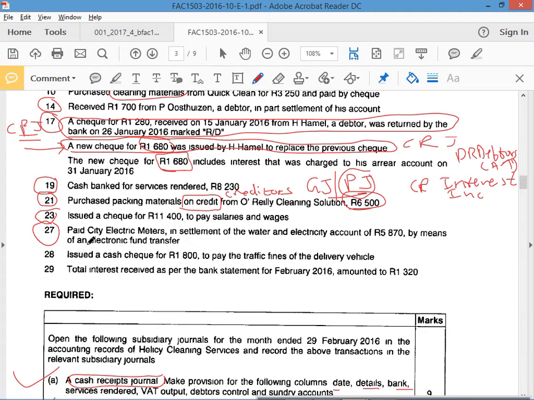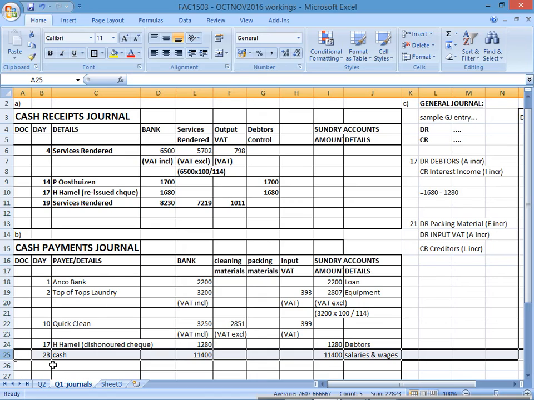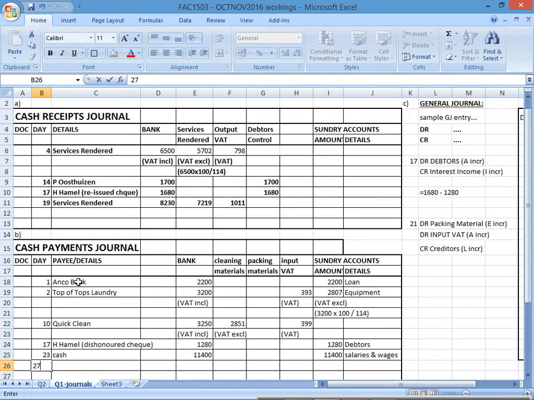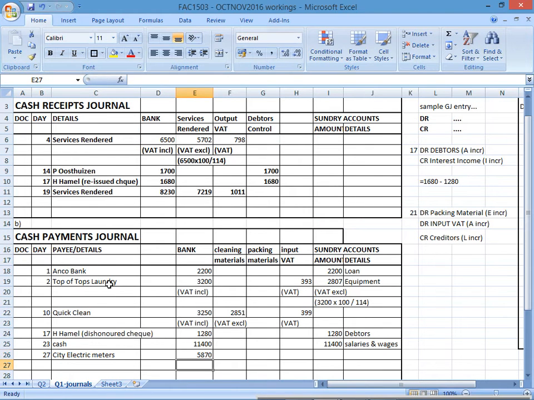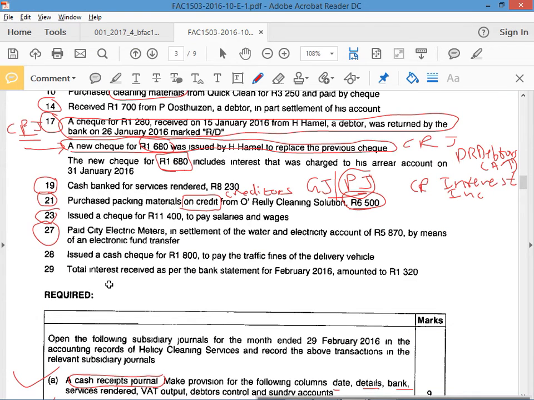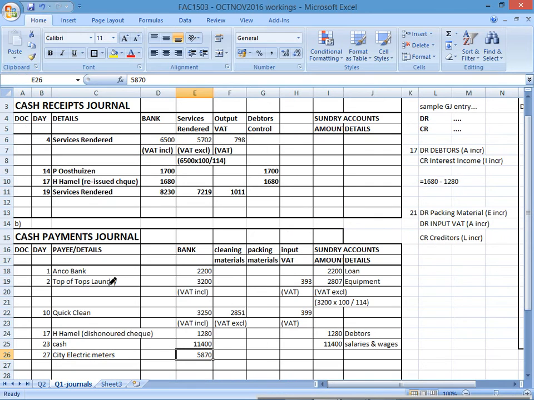Next, paid City Electric Meters in settlement of the water and electricity account by means of an EFT. Which journal? Cash payments. 27. City Electric Meters. How much do we pay them? 5,870. Will there be VAT on water and electricity? Yes, there will be. So then we need to show it separately. So input VAT would have been the difference.